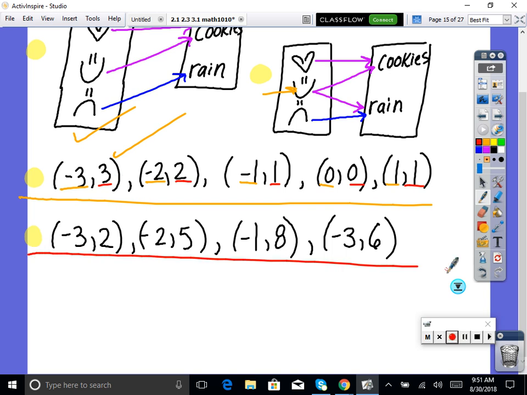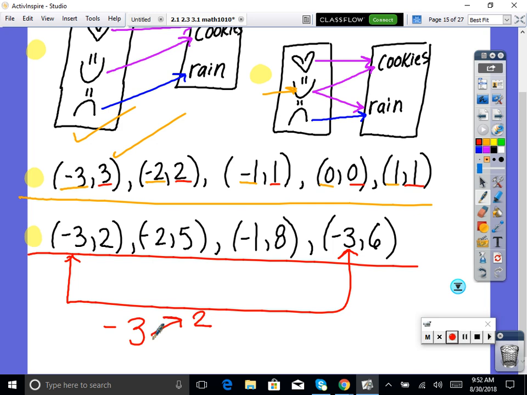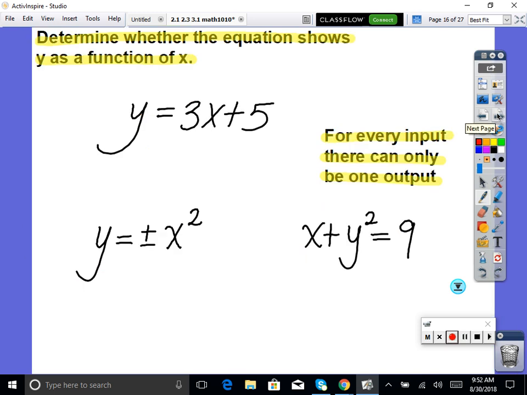Why do you say no? -3 and -3, so we have a -3 that has an answer 2 and an answer 6. Bad news, bad news. Yeah, that's good. So then you'd say this is not a function. However, this is still the domain. This is still the range. It's just not a function. Okay? We could still plot the points, could we not? Yes, we could, right? So it's still there. It still exists. It's just not a function.